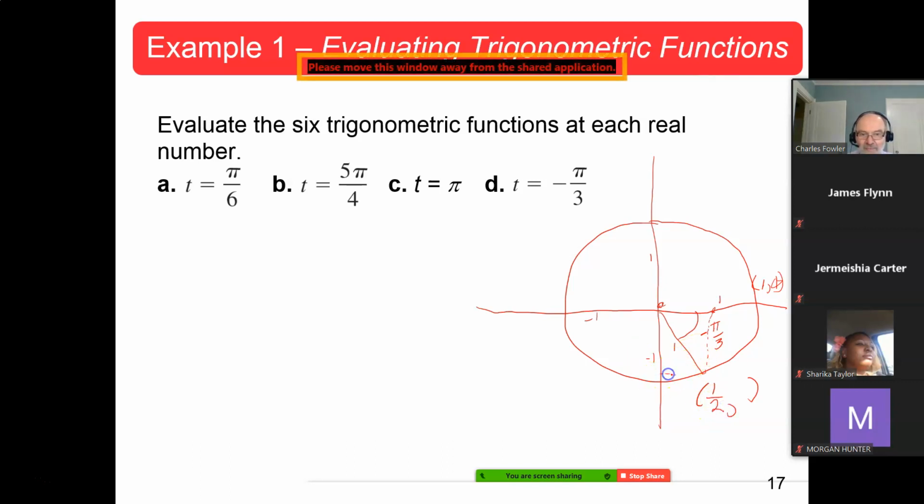Does anyone remember what that would make the y coordinate to be? Obviously it's negative here. Negative. Anyone remember?